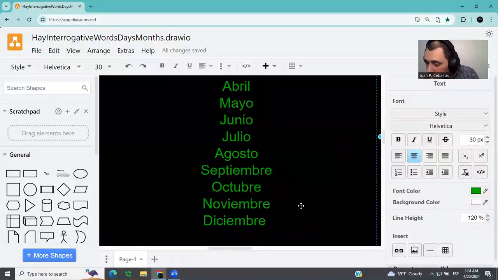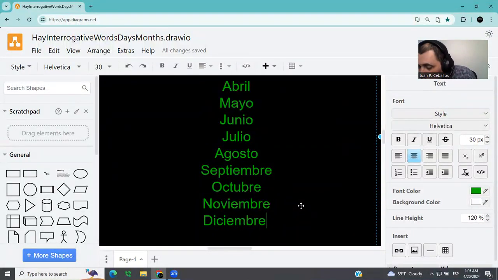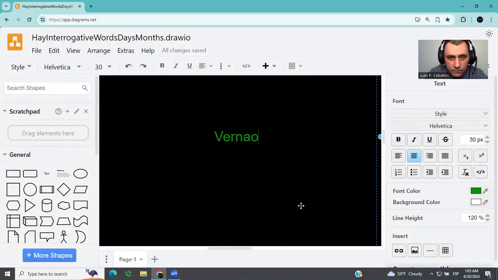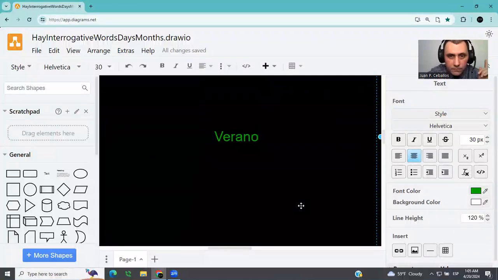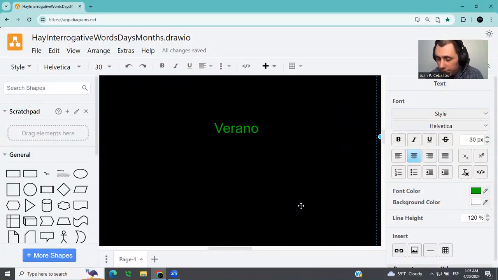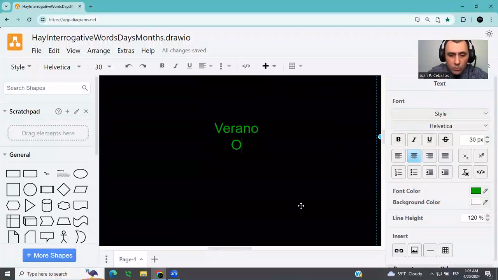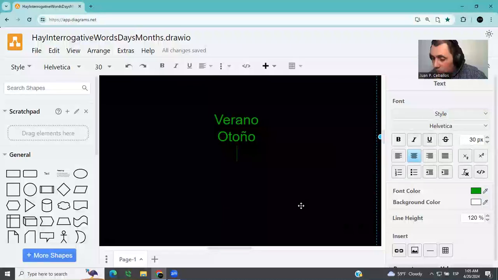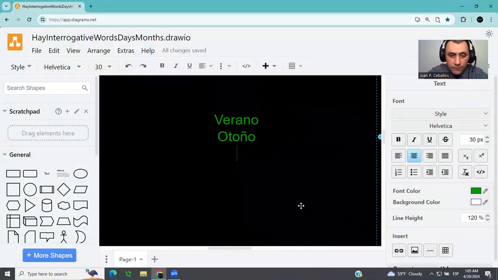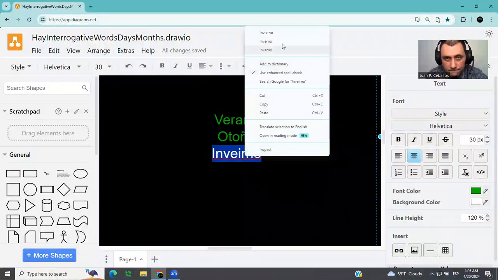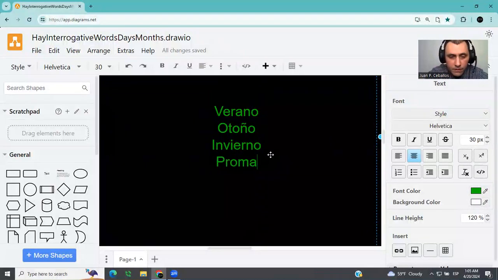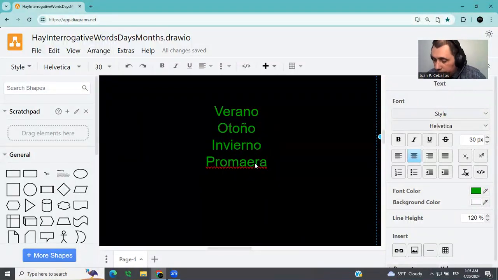The seasons will be verano. Just pay attention to the pronunciation. Verano. Otoño. Verano is summer. Otoño is fall. Invierno is winter. Primavera is spring.